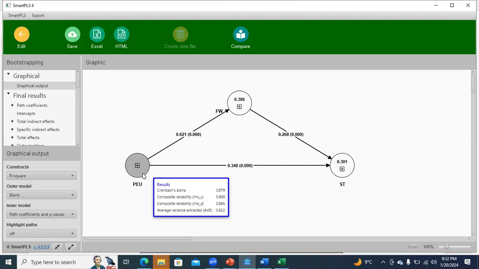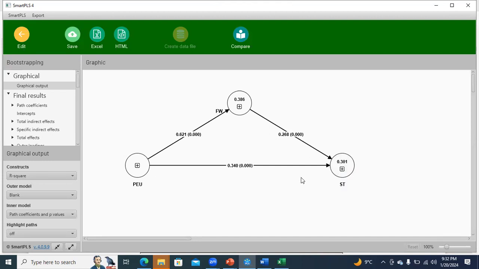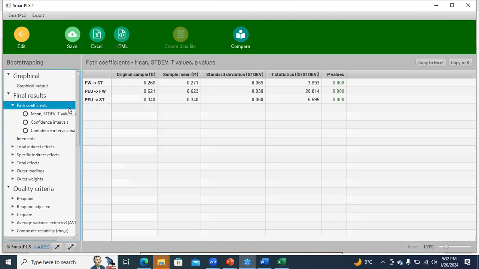You can see here the impact of PEU on FW, then FW on ST, then PEU on ST. And I have told you that in order to find out the indirect specific effect, you need to multiply this value with this value. But in this case, we don't need to multiply it. First, we go to the path coefficient. You can see the direct impact here.